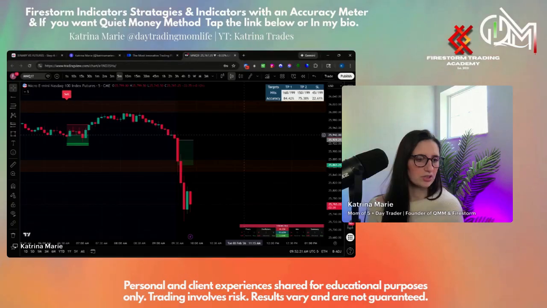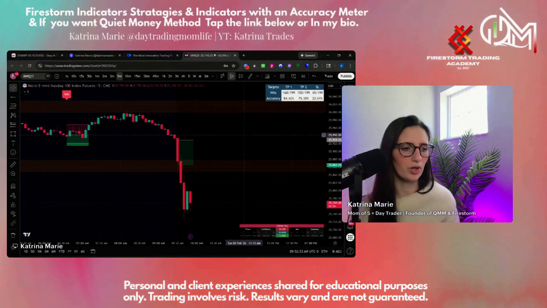Can I have the bot running on several charts at once? You only want it running on one. How do you open up multiple accounts?